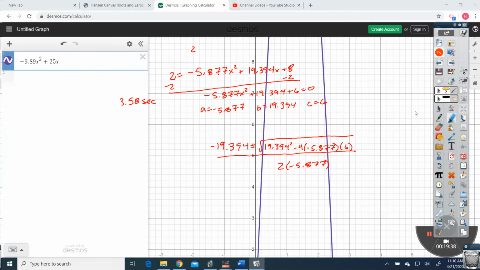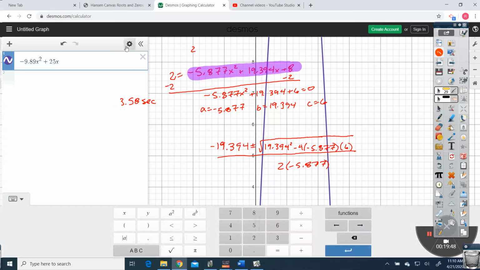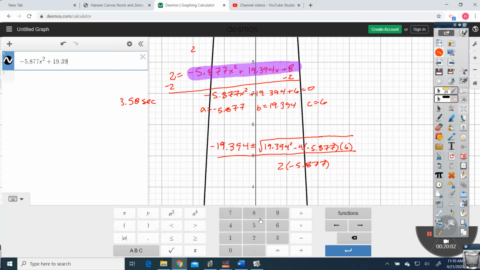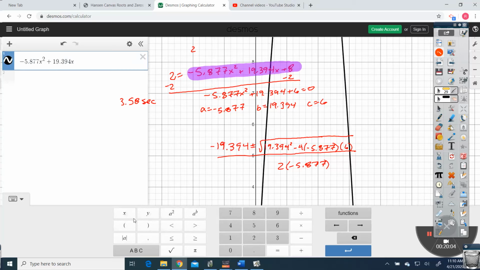So all that I'm going to type in my graph is this part, and then find out on the graph when it crosses the 2-foot threshold. So I come to my graph, clear that one off, type in negative 5.877x squared plus 19.394x plus 8.